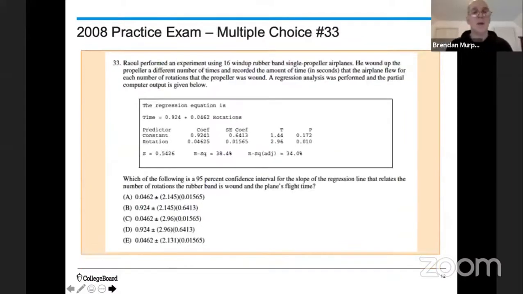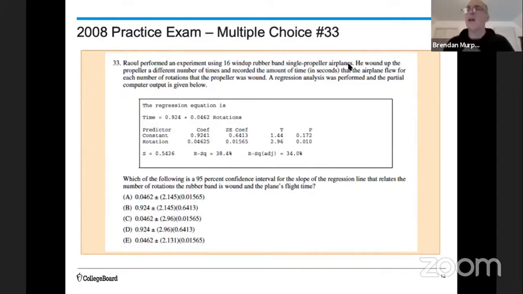So let's do at least one more multiple choice here, and I'll take a look at a free response, and we'll wind down for this afternoon. This was from a 2008 practice exam. Raul performed an experiment using 16 wind-up rubber band single propeller airplanes. So I think I have a visual picture. I'm just setting the stage here. He wound up the propeller a different number of times and recorded the amount of time in seconds that the airplane flew for each number of rotations that the propeller was wound.